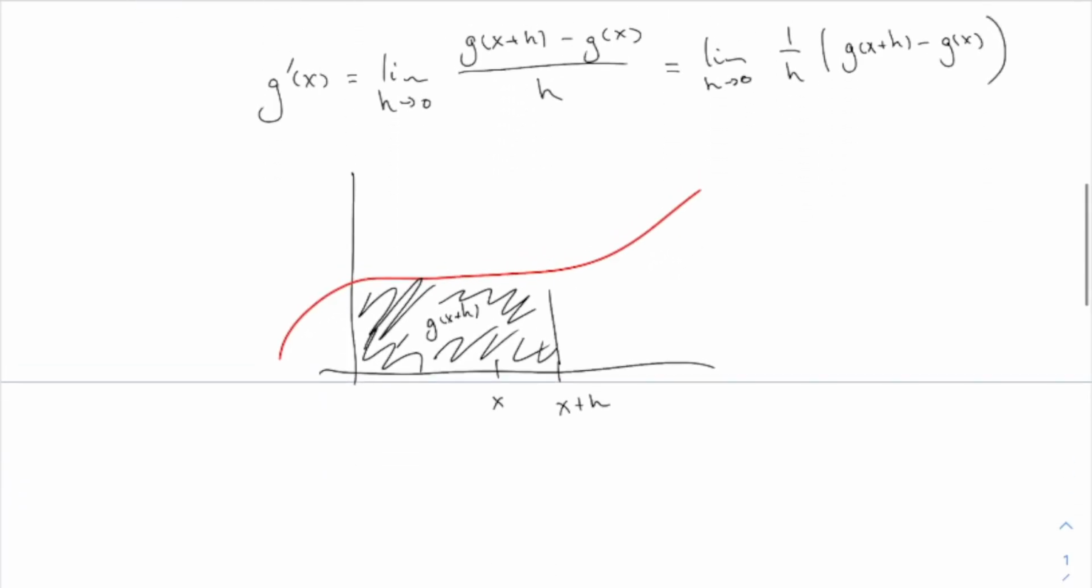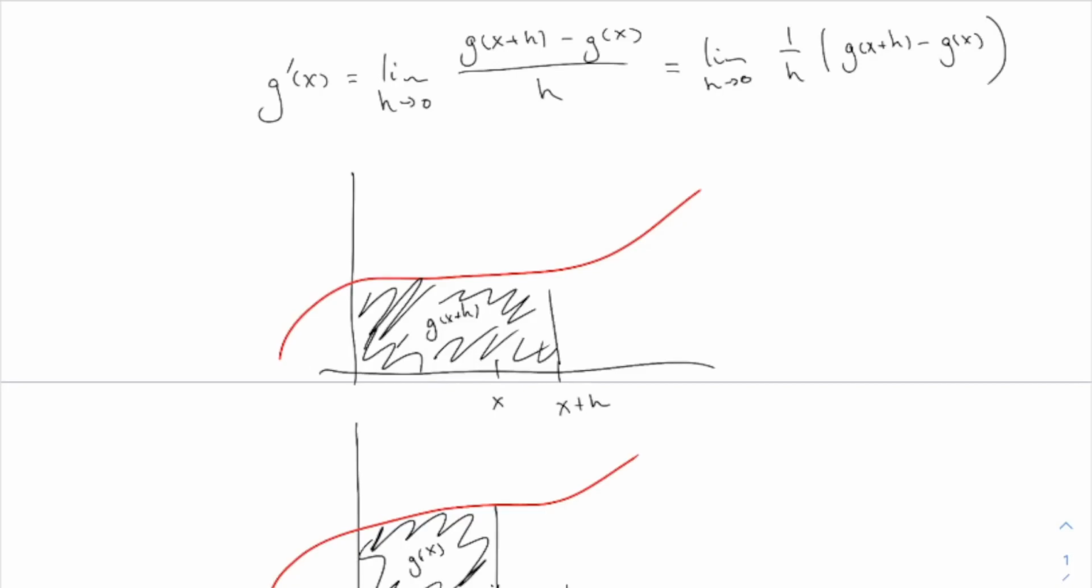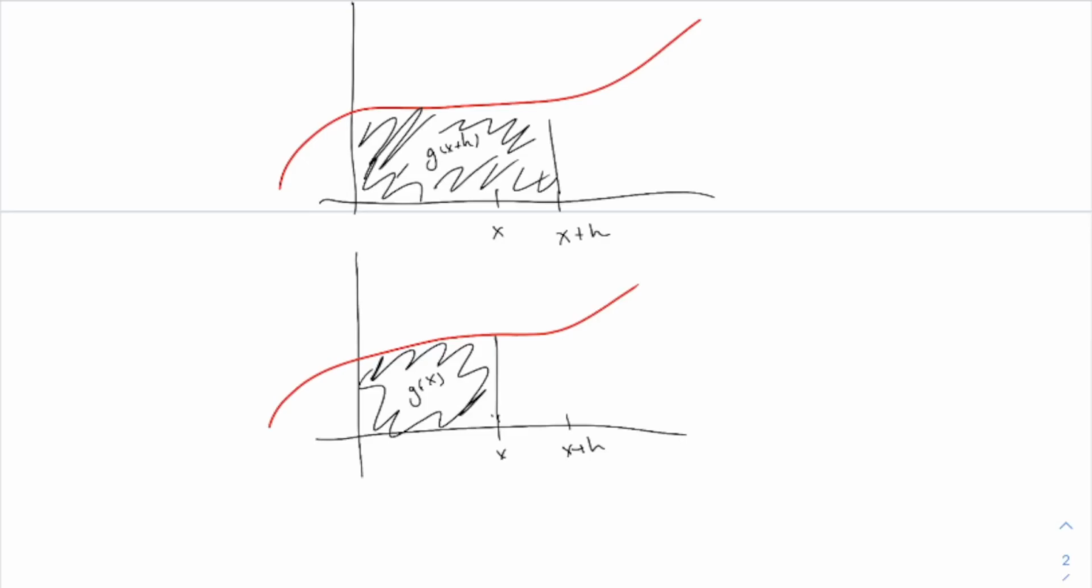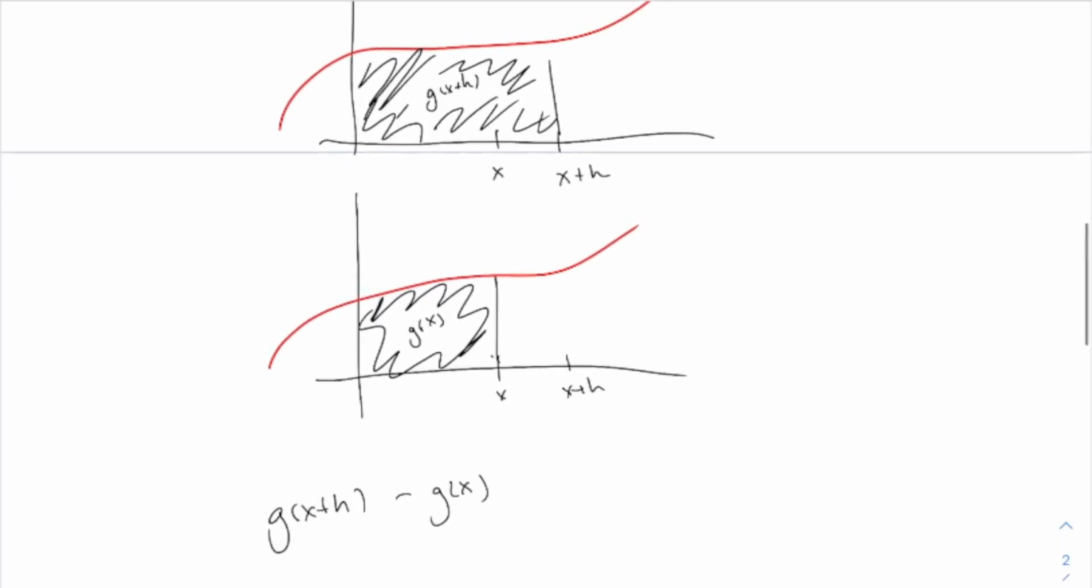And then from that, I'm subtracting g of x. What is that? Well, that's the area only going up to x. So I'm trying to draw the same picture here. That's this area, g of x. And what do you get when you subtract the two areas? You get the leftover piece. So g of x plus h minus g of x is the leftover bit. It is the same thing as that blue rectangle I've been drawing all along.